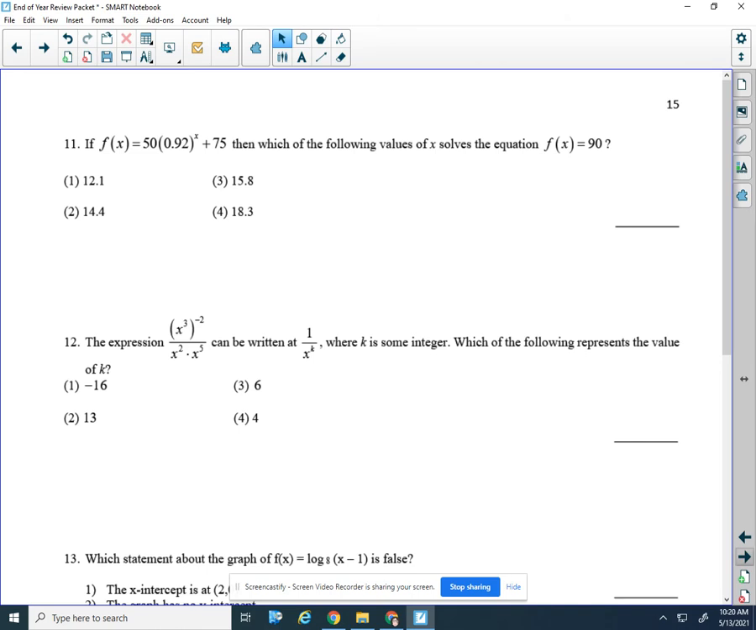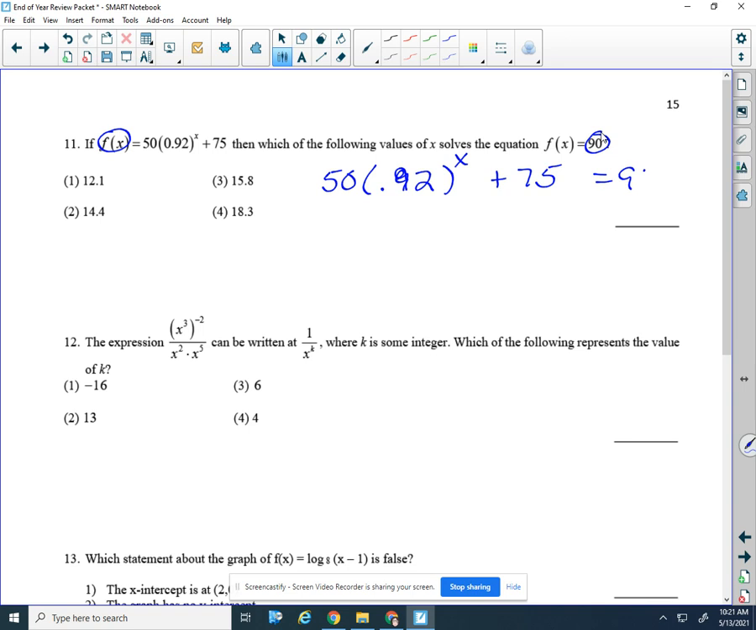So moving on to question 11, if f of x equals 50 times 0.92 to the x plus 75, what value of x solves this equation, f of x equals 90? Because f of x equals 90, we can put a 90 right there. I'm going to rewrite this: 50 times 0.92, that's a 9, to the x plus 75 equals 90.